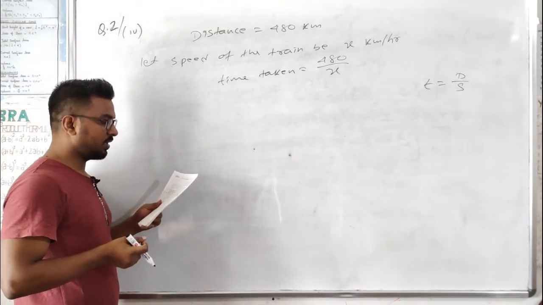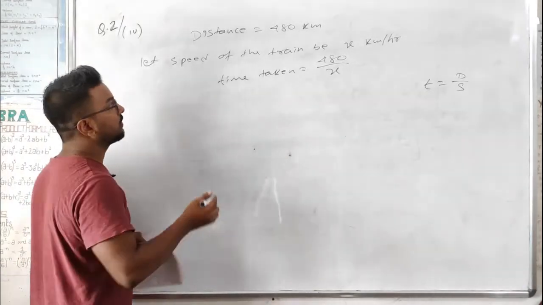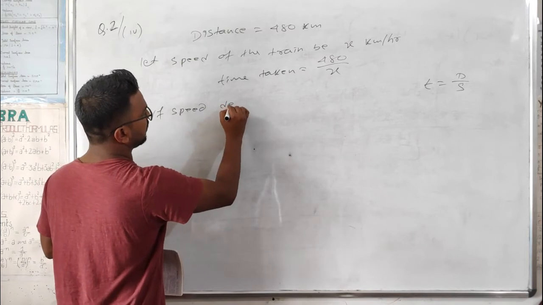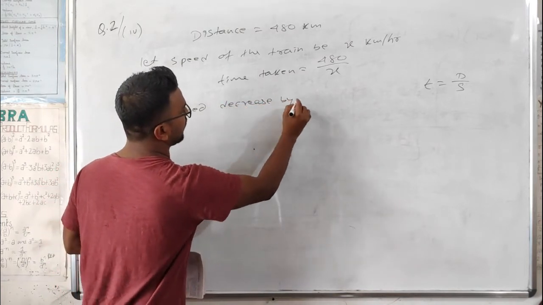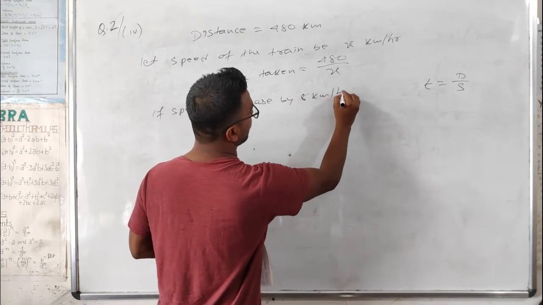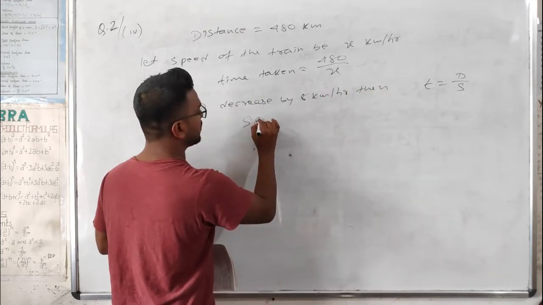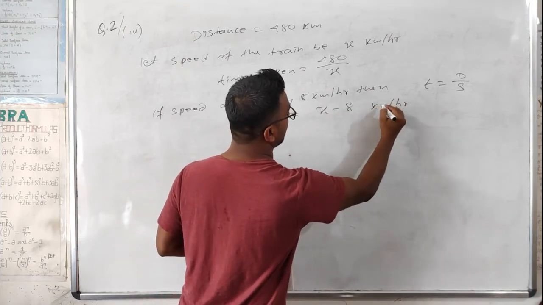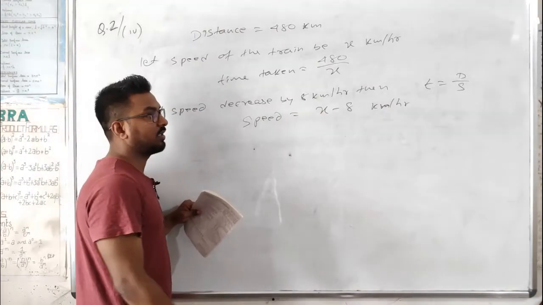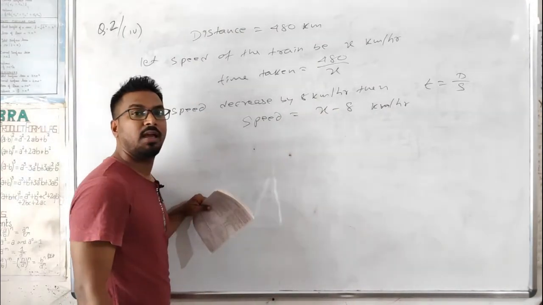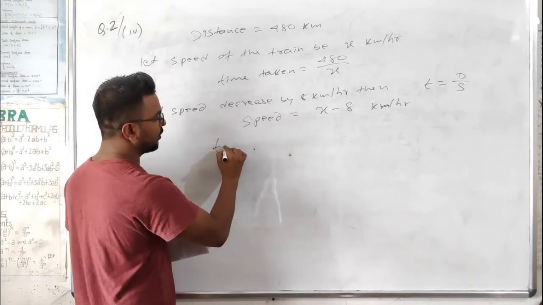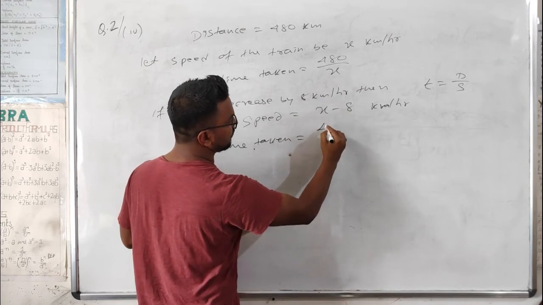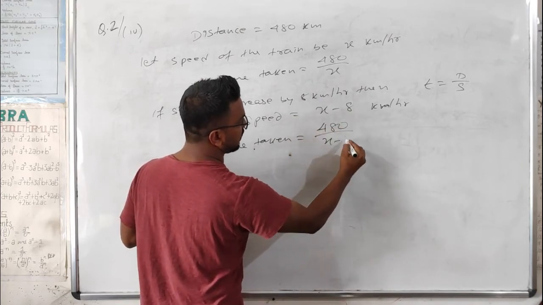Now it is saying if the speed is decreased by 8 km per hour. So let me write, if speed decreases by 8 km per hour, then speed will be how much? Speed will be x minus 8 km per hour. Initially the speed was x, now it is reduced by 8, so speed will become x minus 8. So time taken will be distance by speed. So distance is 480 and speed is x minus 8.